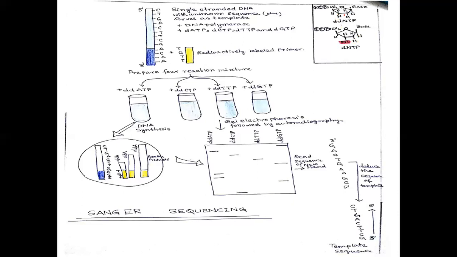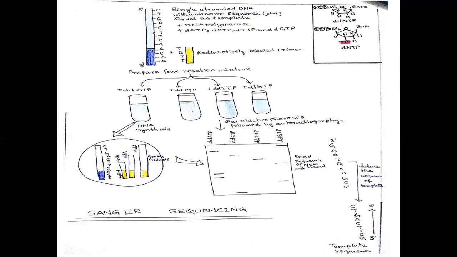So using this particular NTP, it is called dideoxy. Why? Because both in the second and third carbon, the oxygen molecule is not there. So dideoxy NTP. Okay. So using dideoxy NTP, we can do sequencing.